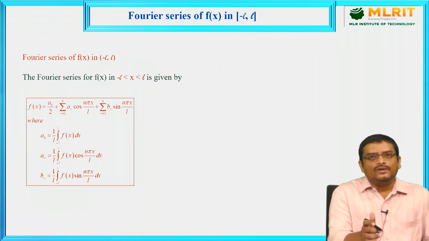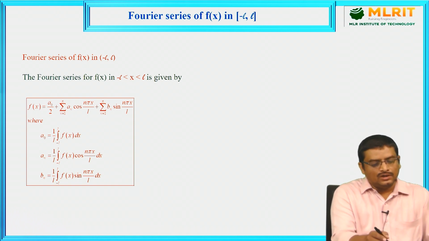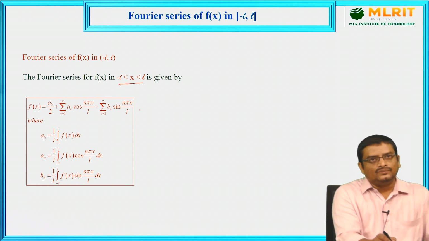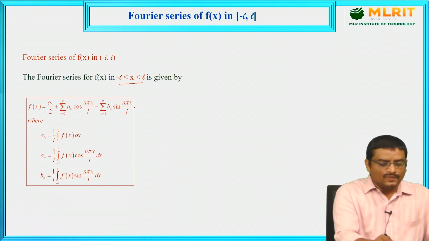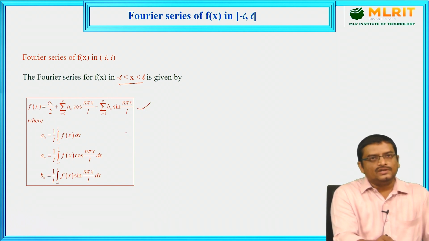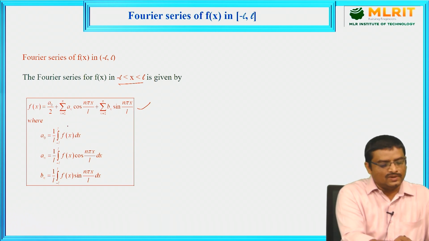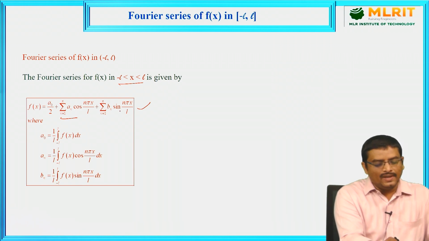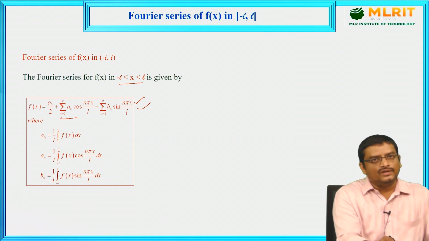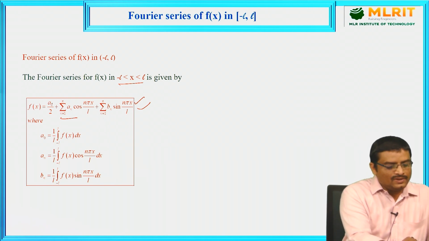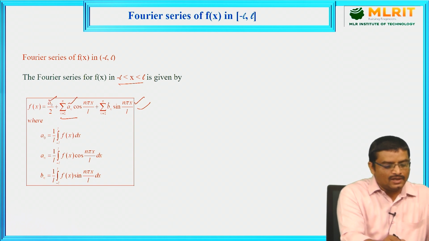Now we are going to find the Fourier series for f of x, which is neither even nor odd, in the interval minus L comma L. The formula for the Fourier series of the function f of x is given by a naught by 2 plus summation n is equal to 1 to infinity a n cos n pi x by L plus summation n is equal to 1 to infinity b n sin n pi x by L. We will use this standard formula. Here we have three coefficients, that is a naught, a n and b n.